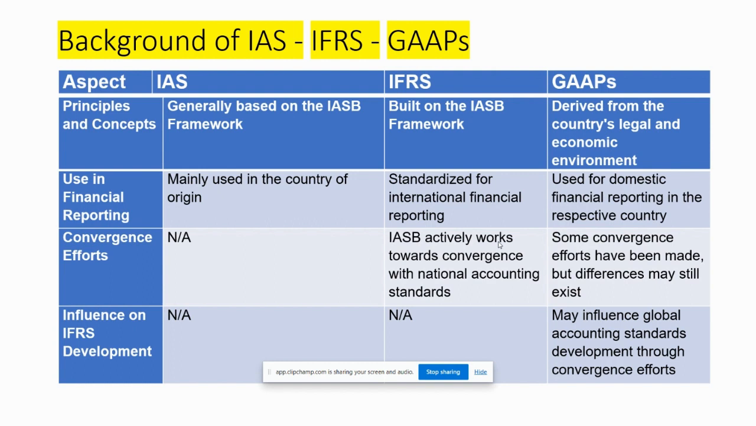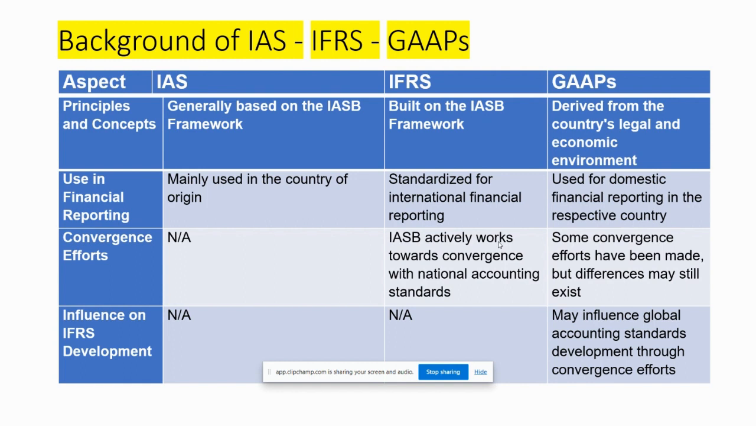Convergence efforts: since International Accounting Standards are now an older version, or obsolete, which has been adopted by International Financial Reporting Standards, convergence is not applicable. But the International Accounting Standards Board is actively working for the convergence of national accounting standards. As I said earlier, GAAP is still doing convergence, but there is still confusion and differences.